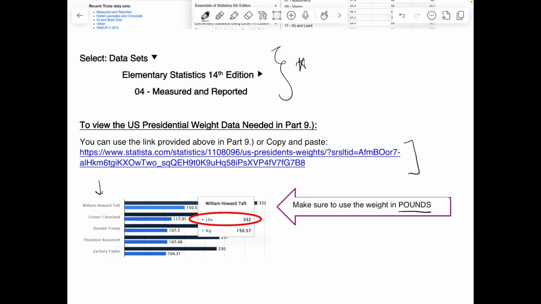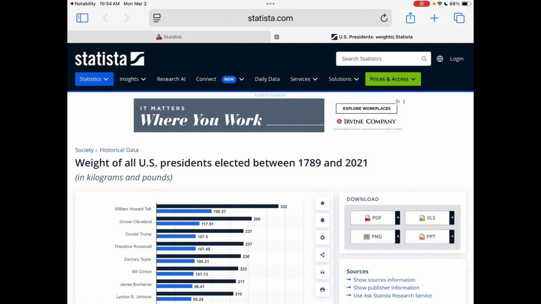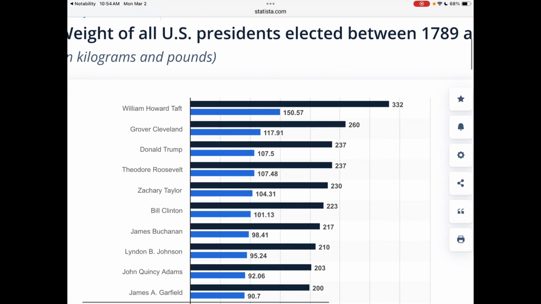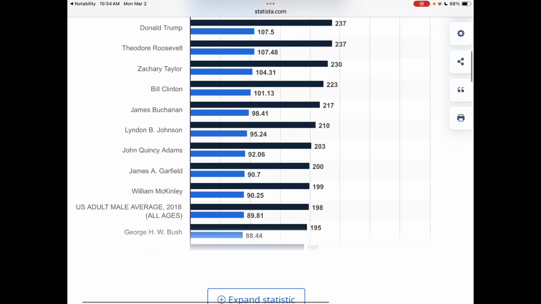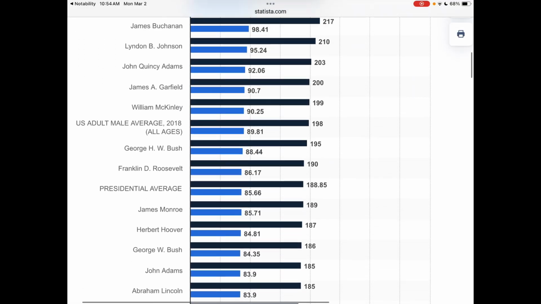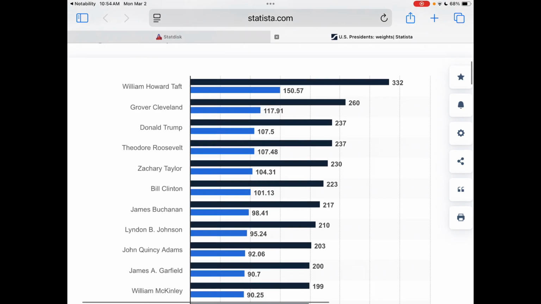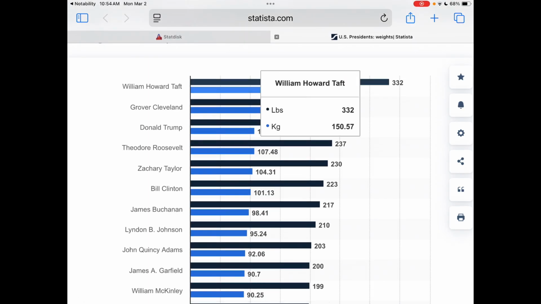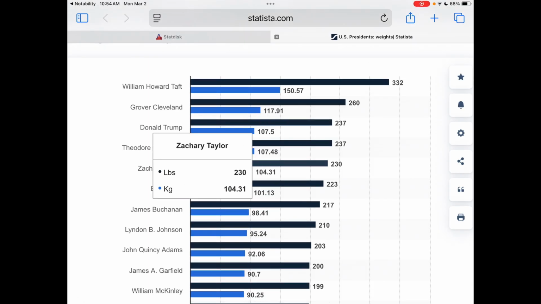And so again, you can either copy and paste this web address to see them or use the link that's up above. Our data set that's given to us at that web address, you'll notice that, and I'm going to zoom in here, we have a list of all the presidents, and you can expand your statistic to see even more. And you'll notice that not only are they given in pounds, but they're also given in kilograms. So you're able to select any of these and it will pull it up.